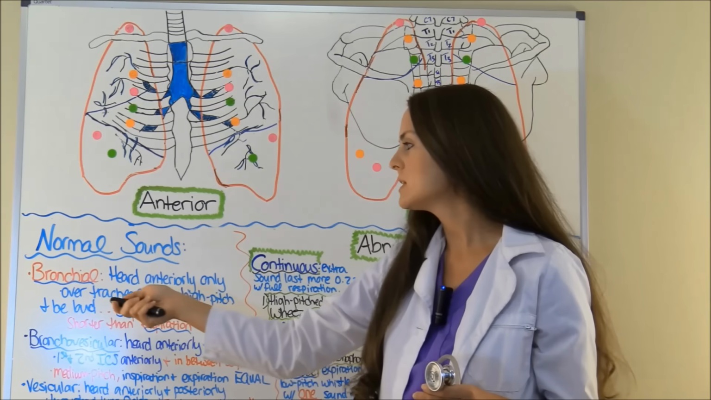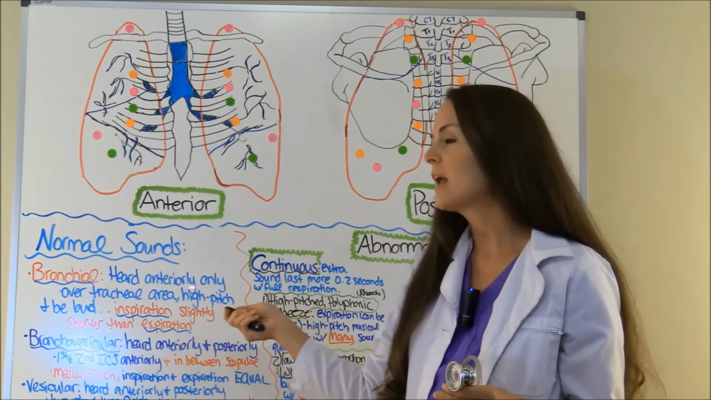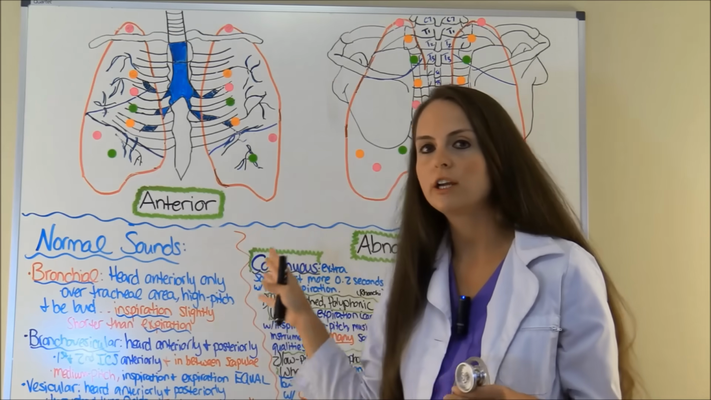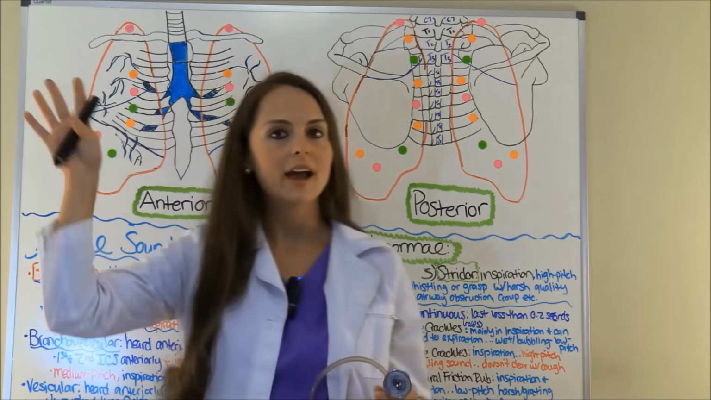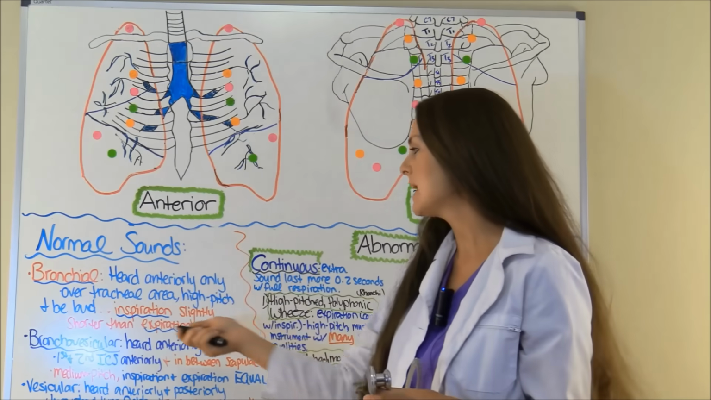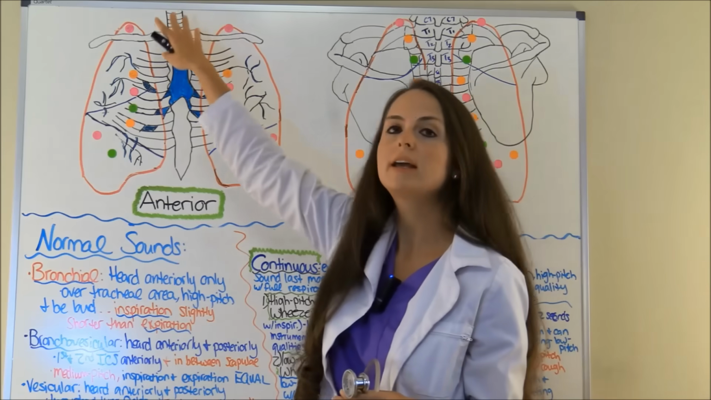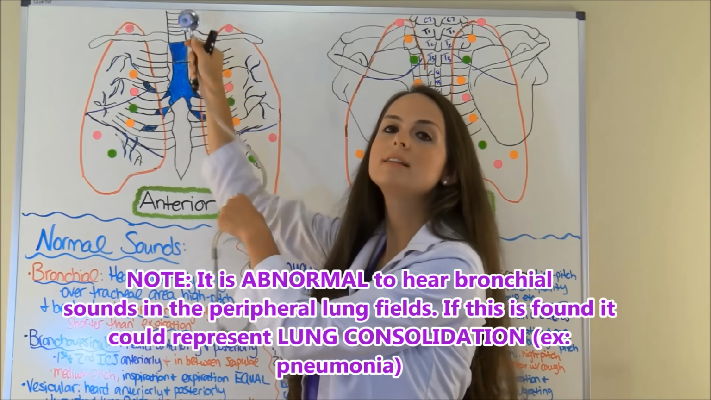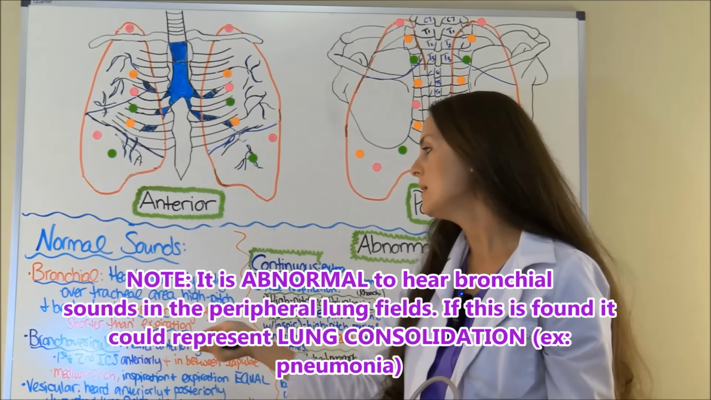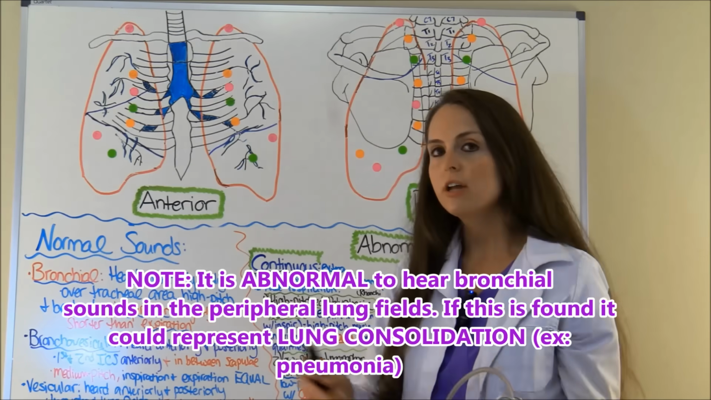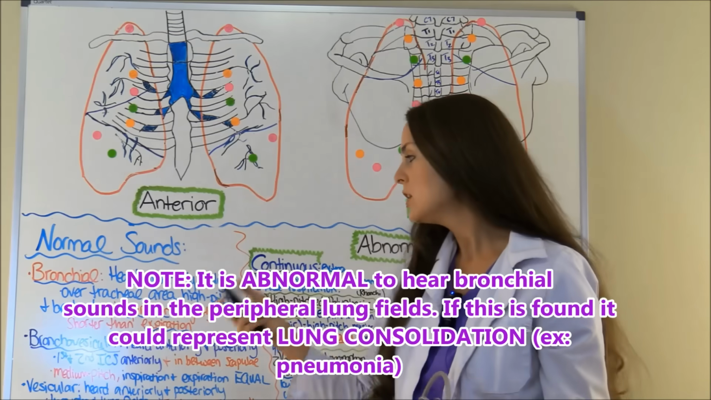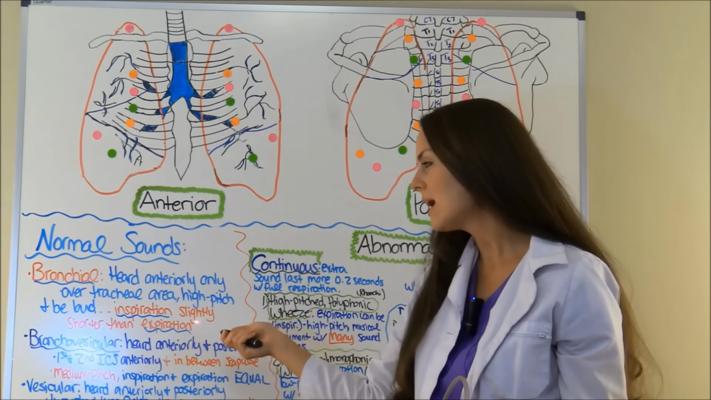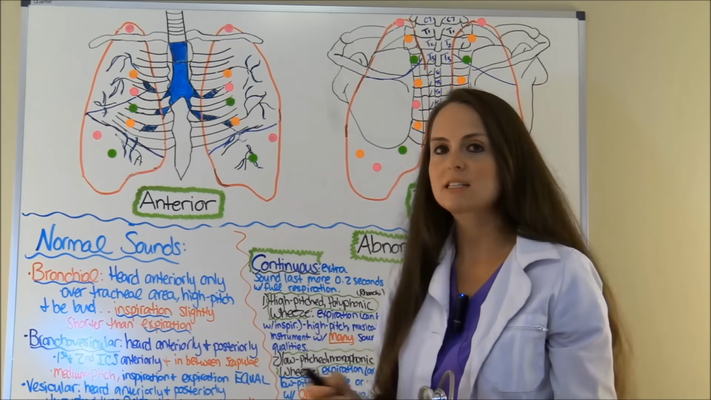The first one is bronchial. This is heard anteriorly only. You're not going to hear this posteriorly. Anteriorly. Why? Because they are mainly heard over the tracheal area with the stethoscope. So up here in this area. They are high pitched and loud. And you will notice when you listen to them that the inspiration will be slightly shorter than the expiration.